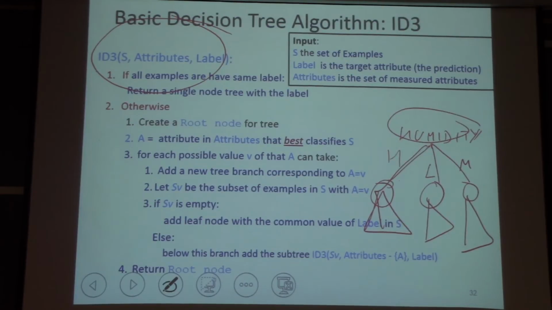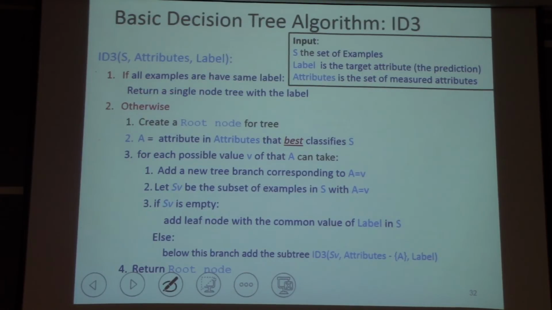But there's a slight wrinkle. What if there is not even one example for that attribute value? Then you return the most common label under that subset. So if the subset is empty, then you return the most common label. If the subset is not empty, then you make a recursive call to the ID3 algorithm.